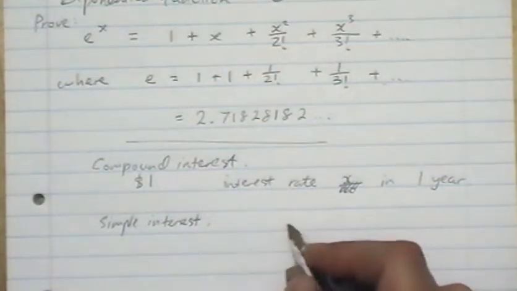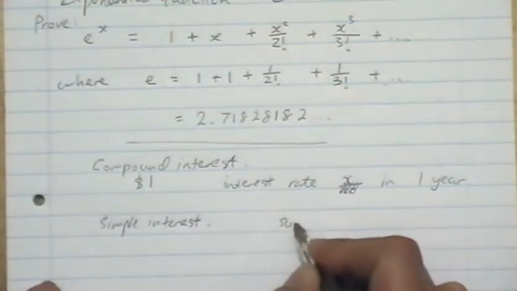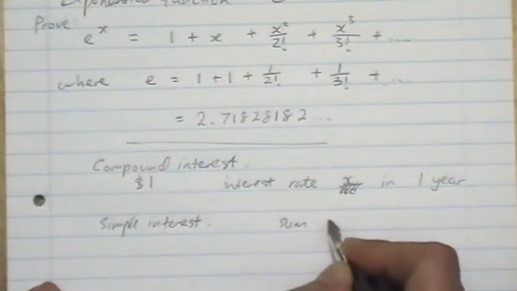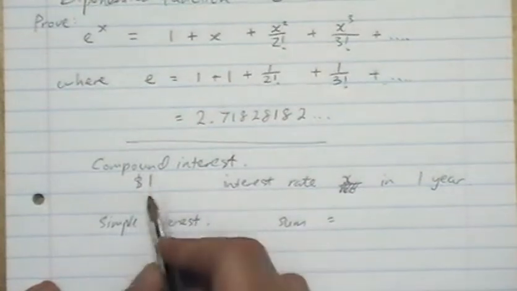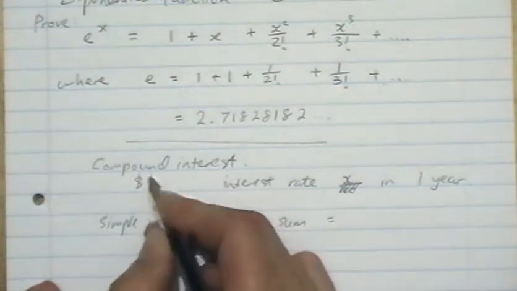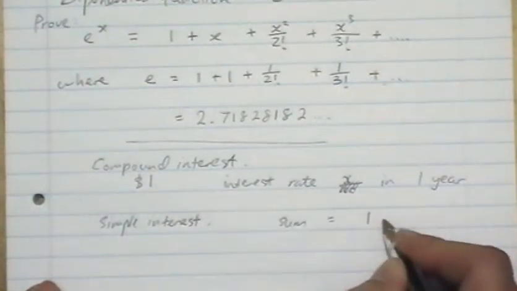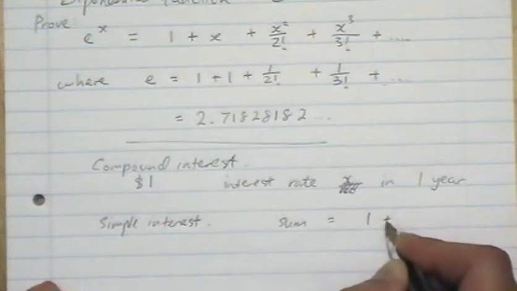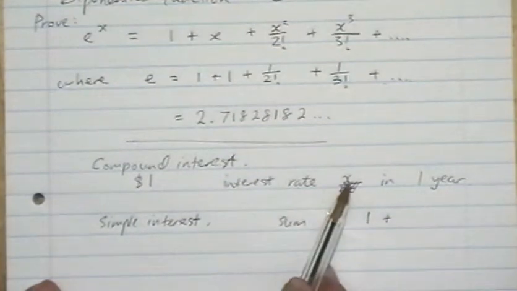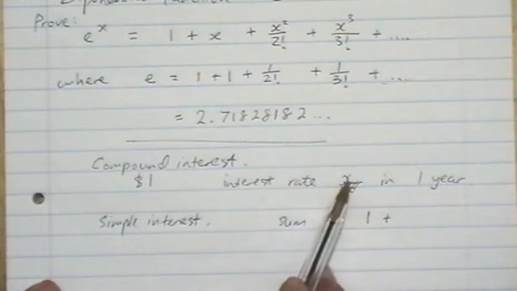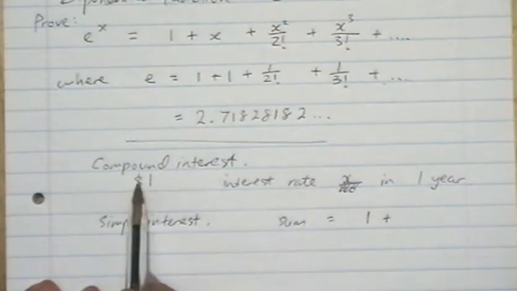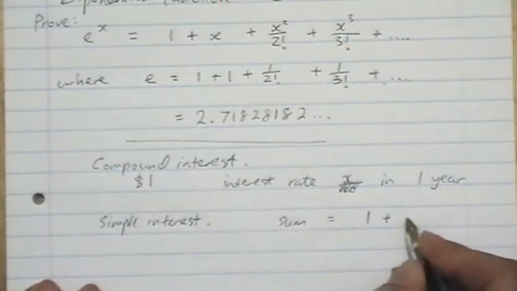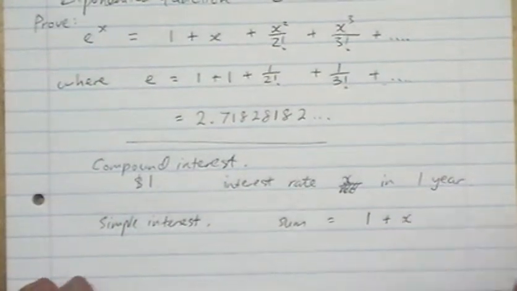Okay, then the sum of money that I would get after 1 year would be the starting amount, which is the principal, plus the interest rate multiplied by the starting amount. So 1 plus x.